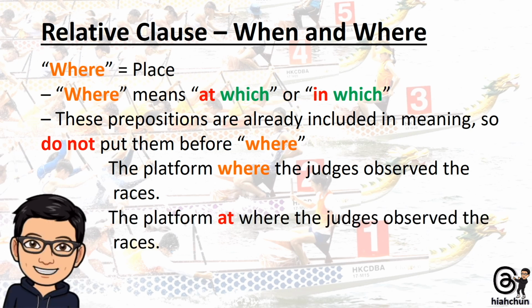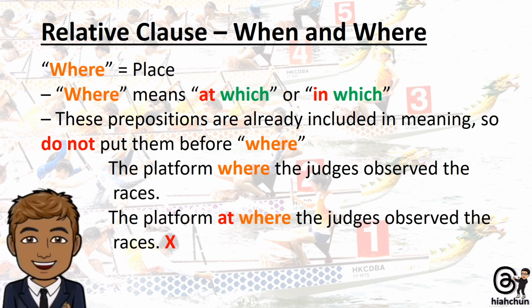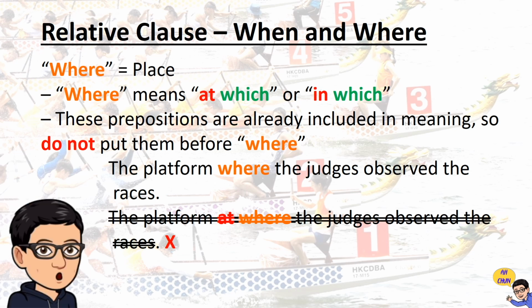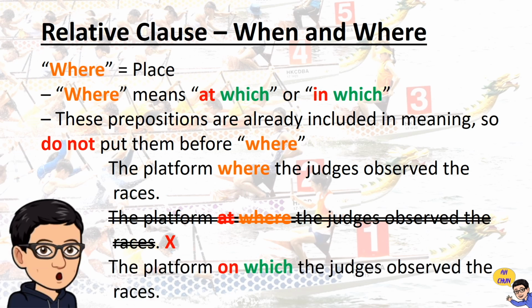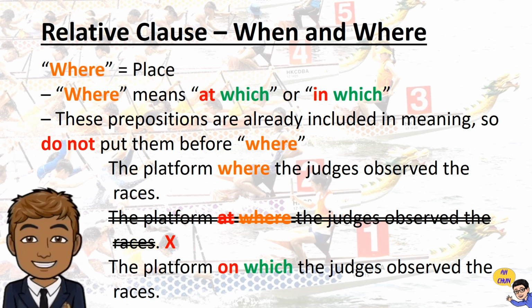"The platform at where the judges observed the races." That's incorrect. We don't place a preposition like "at" before "where" because "where" already includes the idea of location, like "at which" or "in which". "The platform on which the judges observed the races." That's correct, and it's more formal than using "where".